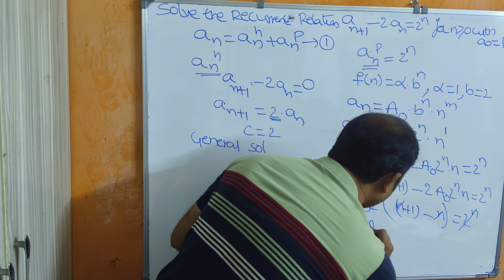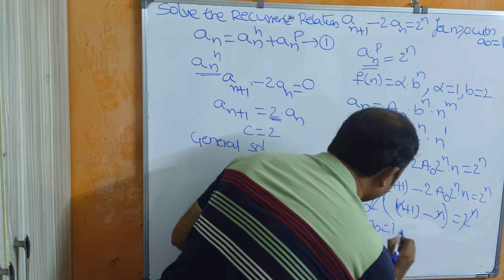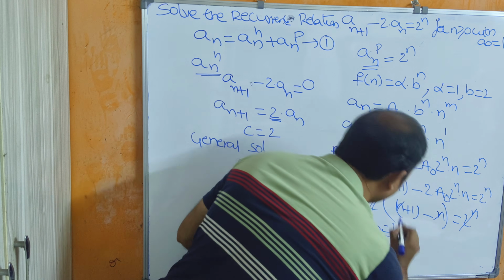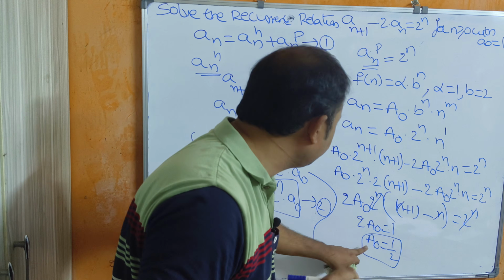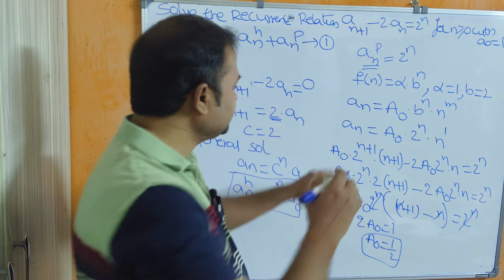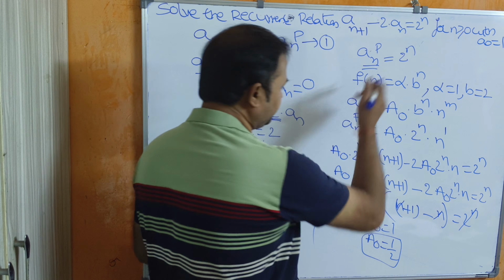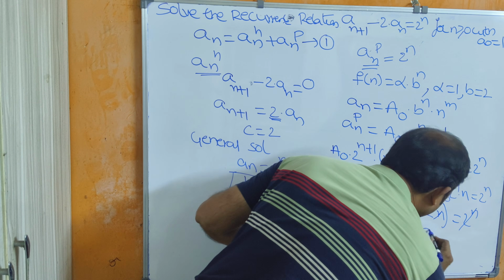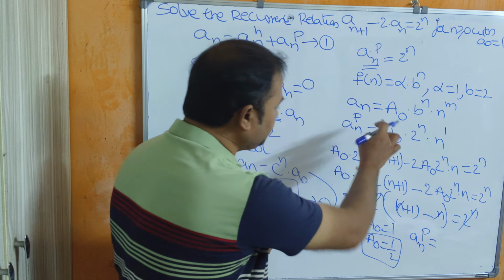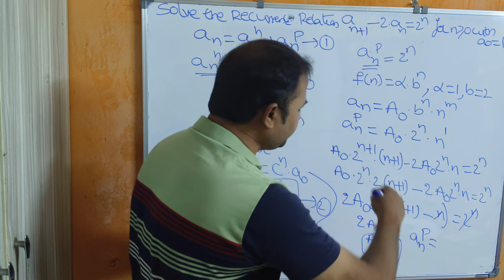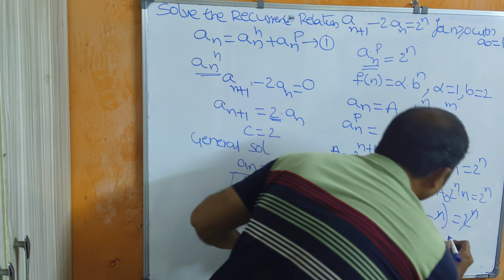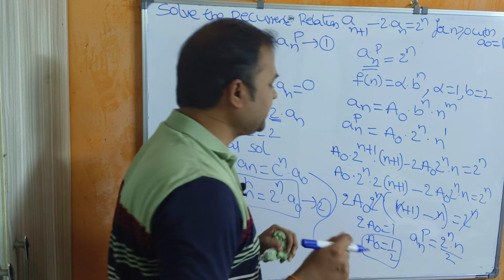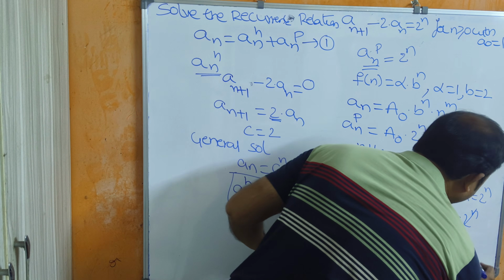So 2a naught equal to 1. So what is a naught value? A naught equal to 1 by 2. Now we have to substitute a naught value in this equation. So this is nothing but that particular solution value, a_n power p. So after substituting a naught value, what is the solution? a_n power p equal to a naught into 2 power n into n. What is a naught value? 1 by 2. So we can write this as 2 power n into n by 2. Let it be equation number 3.